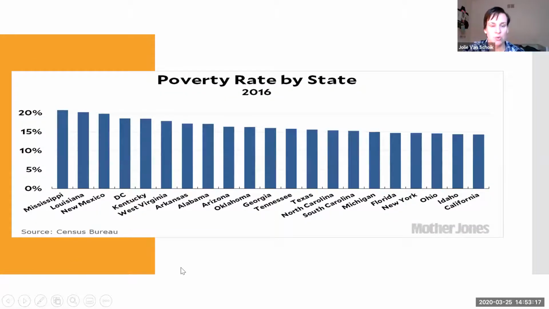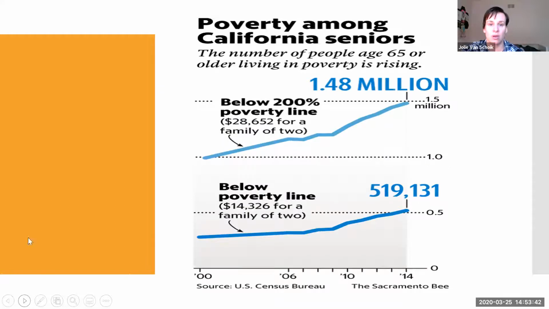In California, we have different standards as well, many states do. For California, we are right here. We are less than 15% of the poverty rate. Mississippi, Louisiana, and New Mexico are closer to 20%, which means they have 5% more people living in poverty, according to that federal definition, which is pretty low.